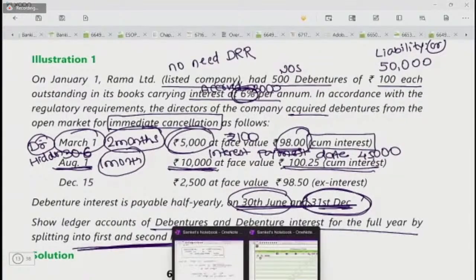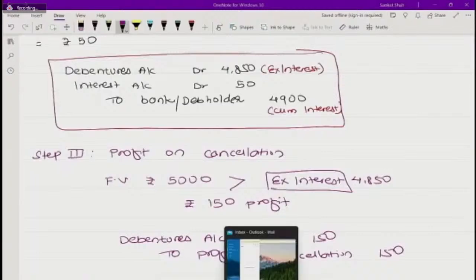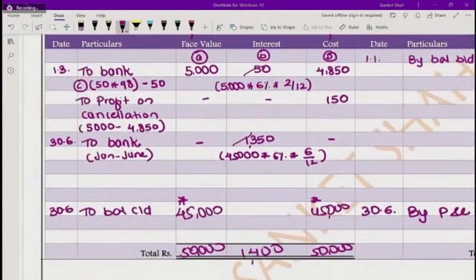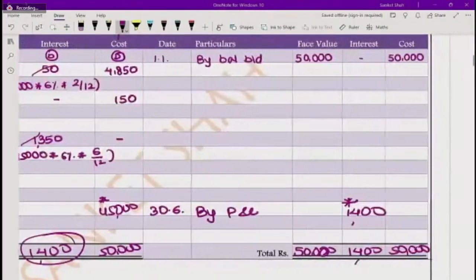Snehal, beta, it's a total. Snehal, ये बेटा total है रे 1350 and 50 का. So total 1400 we have written.